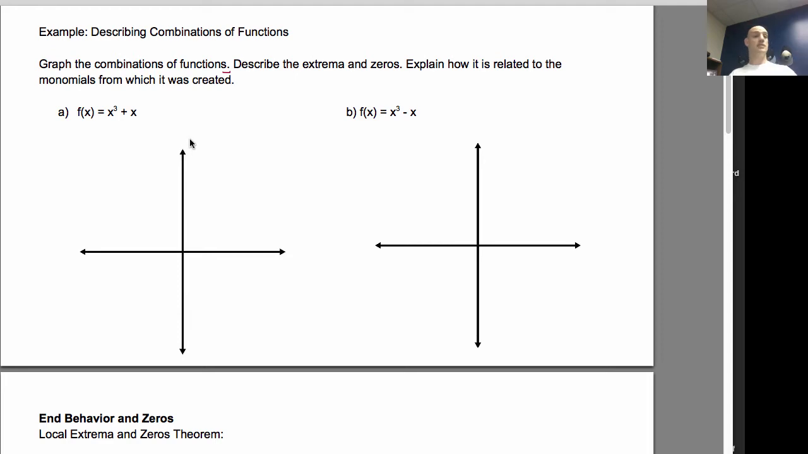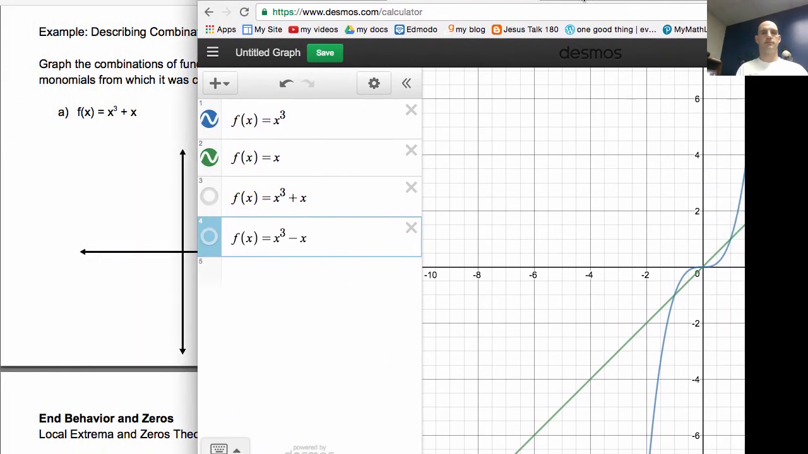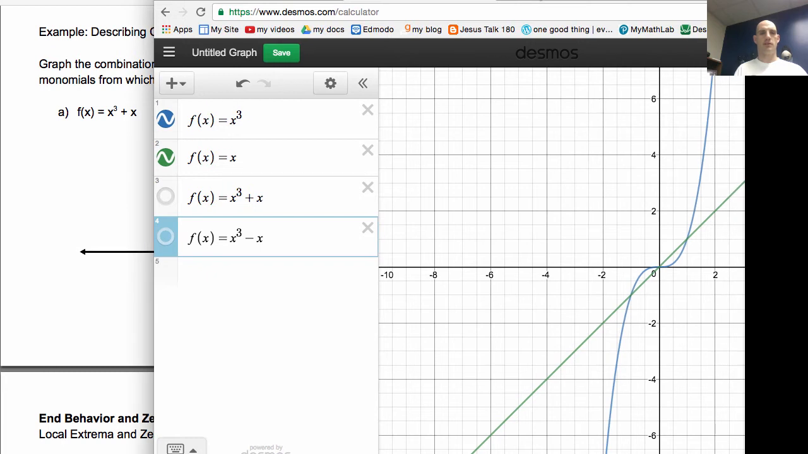So let's graph. And actually, I'm just going to pull up a graph here that I've already got for you. And as you can see, x cubed plus x. Well, what I did was I graphed those two separately so we could see. So obviously this green is y equals x, and this blue is f of x equals x cubed. When I combine them, I'm going to add them together. This would be like f plus g of x, something like that.